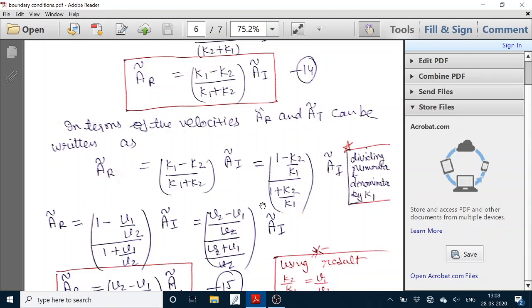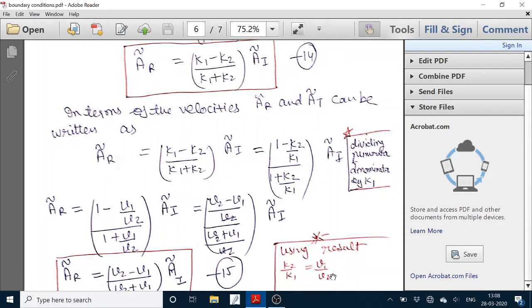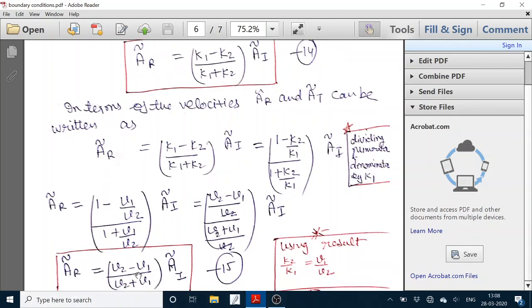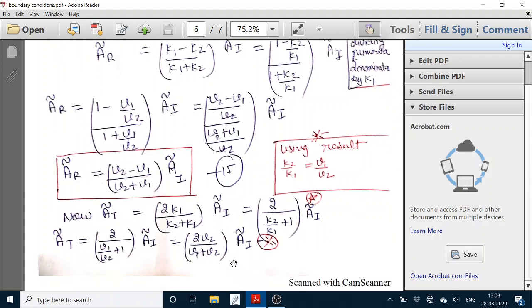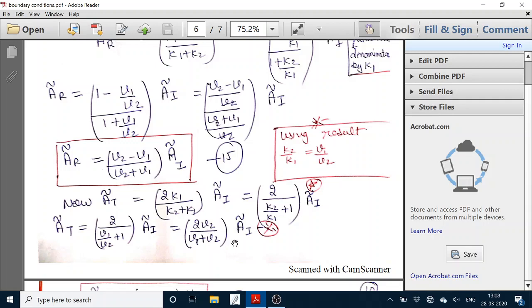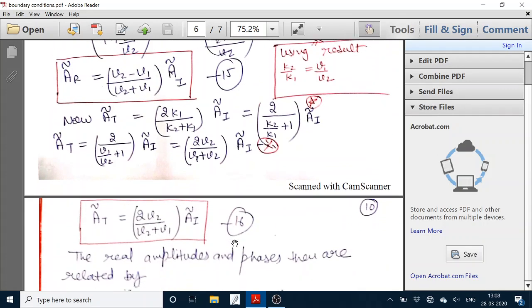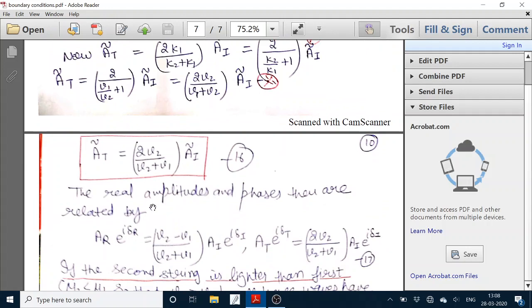In terms of velocities, we know that k2 upon k1 equals v1 upon v2. So dividing numerator and denominator by k1, we get 1 minus k2 upon k1 over 1 plus k2 upon k1. The value of k2 upon k1 is v1 upon v2. Putting this result, we get the values in terms of velocities. So ar equals (v2 minus v1) upon (v2 plus v1) ai, and at equals 2v2 upon (v1 plus v2) ai. So we get the values of ar and at in terms of ai.